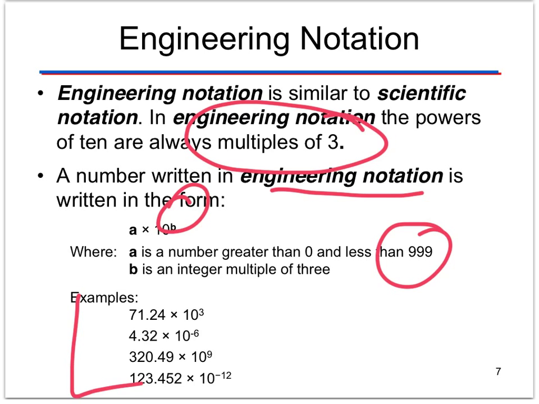So here are some examples that they include down here. You can see 3, minus 6, 9, minus 12. Those are all multiples of 3. Multiples of 3. That is one of the most important things to understand in engineering notation.